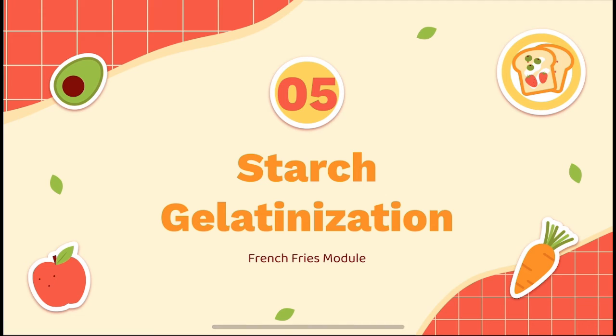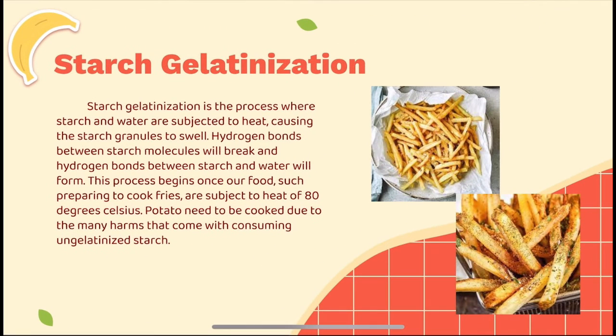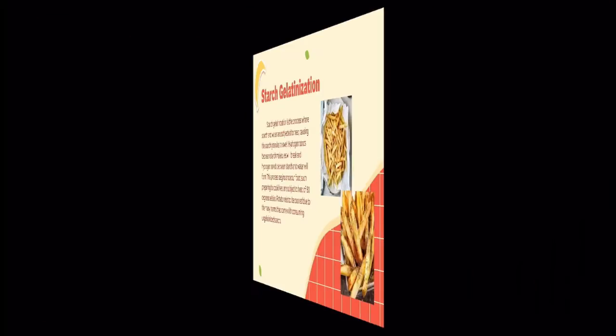Our last concept is starch gelatinization from our French fries module. Starch gelatinization is the process where starch and water are subject to heat, causing the starch granules to swell. Hydrogen bonds between starch molecules will break and hydrogen bonds between starch and water will form. This process begins once our foods, such as prepared and cooked fries, are subject to heat of 80 degrees Celsius. Potatoes need to be cooked due to the harms that come with consuming ungelatinized starch.